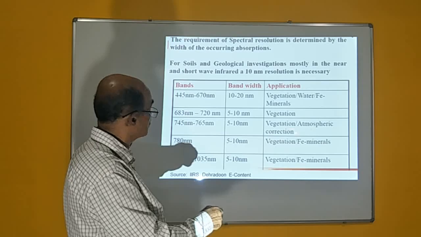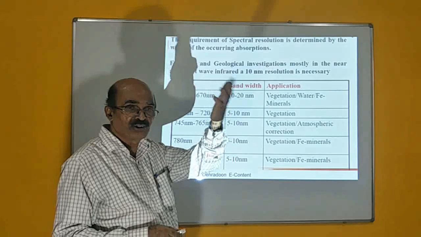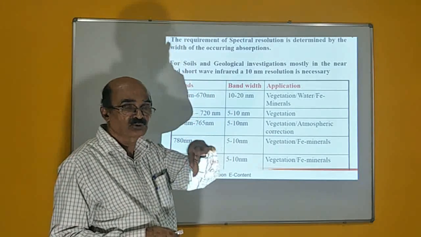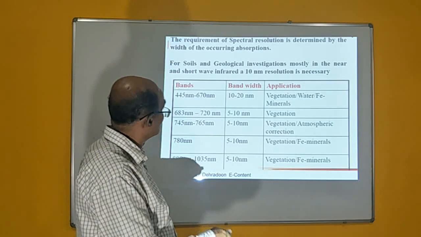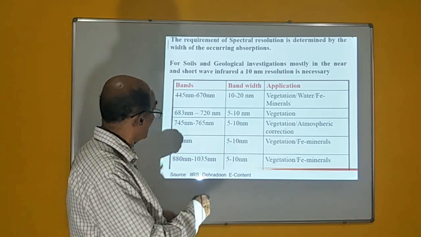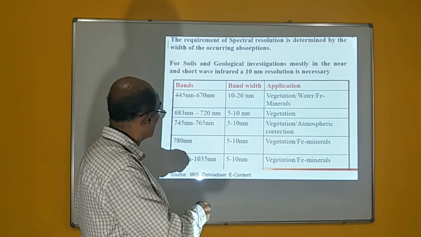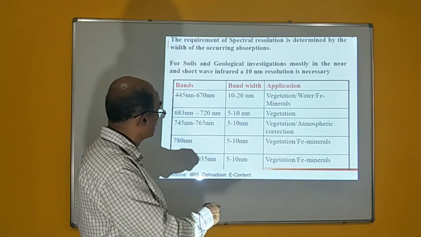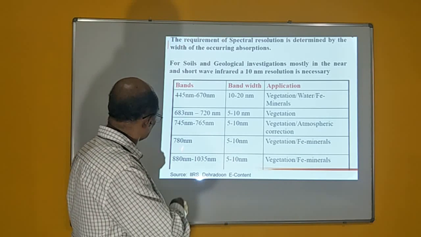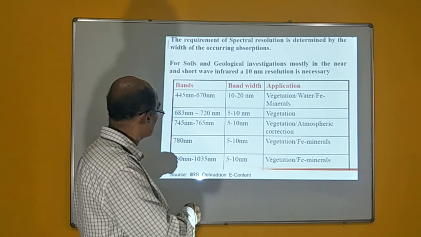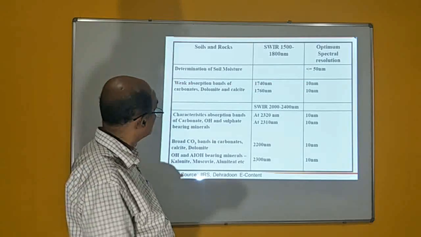So vegetation, atmospheric correction and all we can carry out, because there is an influence of the atmosphere. Before the energy reaches the earth's surface, it has to pass through the atmosphere. When the energy passes through the atmosphere, we have the scattering effect and all that has to be minimized or removed before making use of any satellite data for a particular application. Then 780 nanometer, with 5 to 10 nanometer interval. We can go for vegetation and ferrous-rich mineral differentiation. Of course, this is again the near infrared band, 880 to 1035 with 5 to 10 nanometer. Again, we can differentiate vegetation and ferrous-rich minerals.